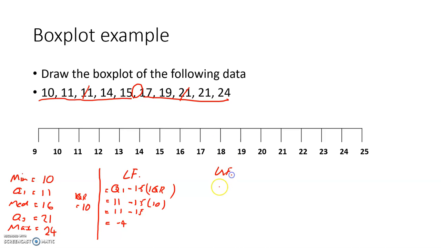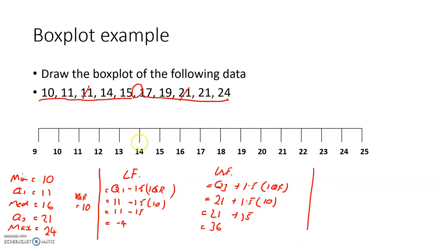We can also do the upper fence, which is Q3 plus 1.5 by IQR. Q3 is 21 plus 1.5, IQR was 10. 21 plus 15 is 36. There are no numbers above 36, so there are no outliers. Because there are no outliers, this really means we don't have to change anything here. We go straight back to these numbers.